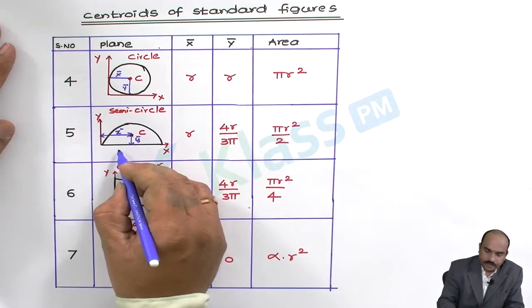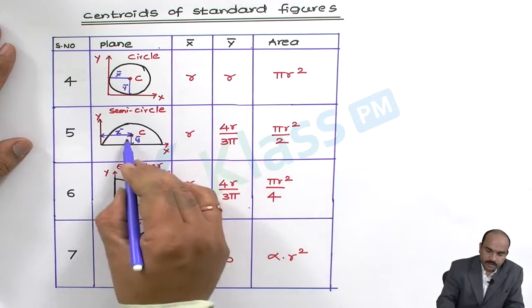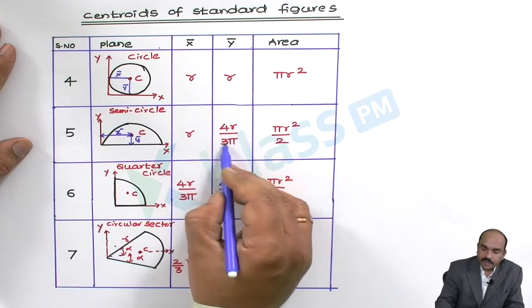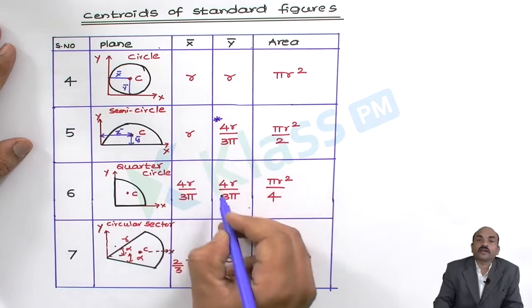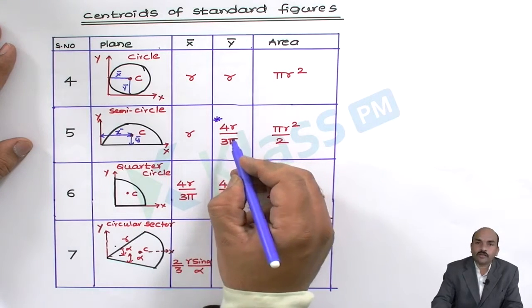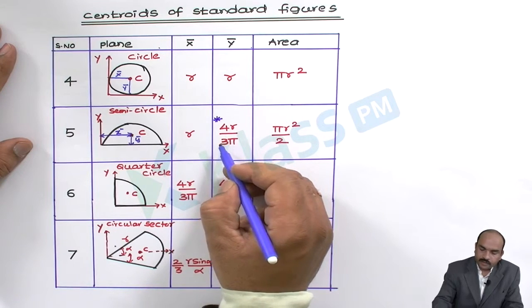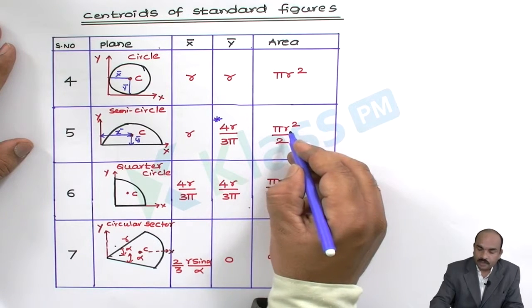Now for the semicircle, this is the x bar, that is equal to the radius, and this is y bar, that is 4r by 3 pi is the formula. So this is the new formula we are getting. This is a different one, so you have to remember this, that is 4r by 3 pi. Then we know the area. This is half of the circle, so pi r square by 2.